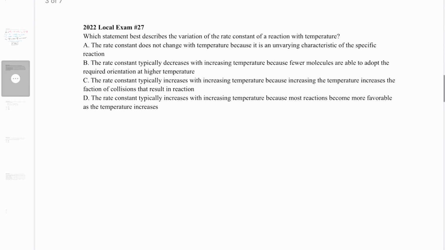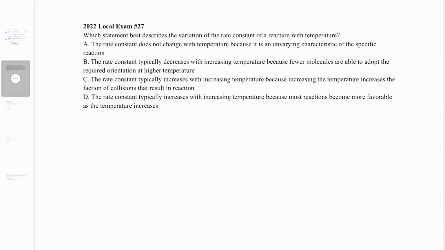Let's go to 37. Which statement best describes the variation of the rate constant of a reaction with temperature? The rate constant is dependent on temperature, and the dependence is described by the Arrhenius equation, which goes Ae to the minus Ea over RT, and that's equal to k.